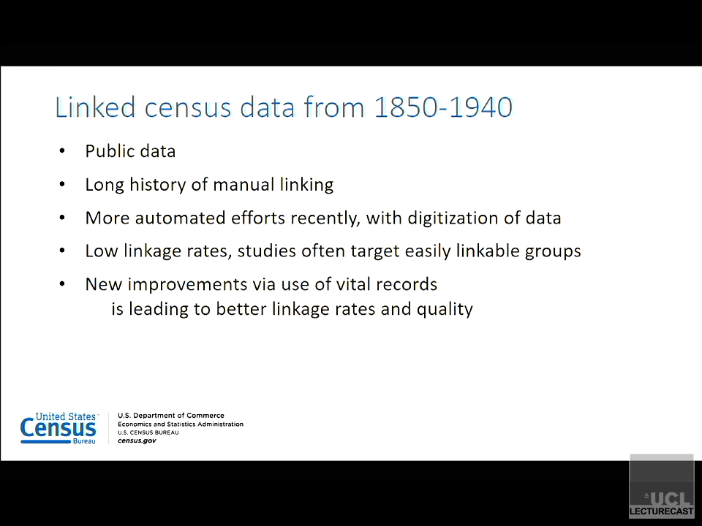Just in the past few years, when we have the genealogical data, this complete count, it's opened the door for automated efforts. Even these automated efforts with complete data have very low linkage rates. Maybe, say, between 1860 and 1870, you might expect to get maybe 10 to 15% linkage, even with the best linkage technologies that we have. And that's because there are so few linkage keys to work with in those old censuses. Like, we don't have date of birth. I'm not sure people knew their date of birth. We have age.